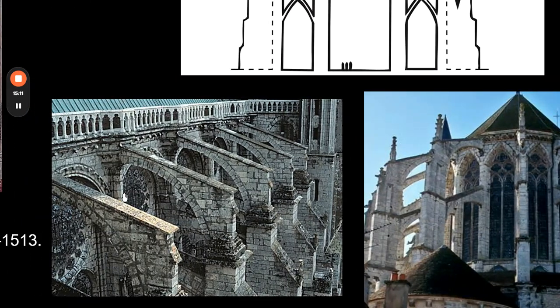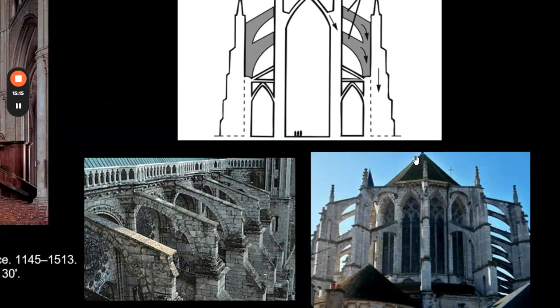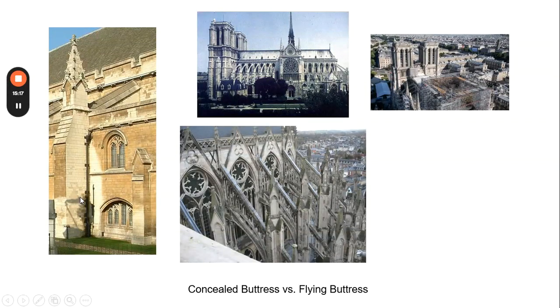Most people think of flying buttresses whenever they think of buttresses, as we can see here, but there's also concealed buttresses, which you sometimes see in buildings. So here you can see this is the buttress, but it's been concealed, it's been closed off. But if you have a freestanding arch and a freestanding support, that's what's known as a flying buttress.